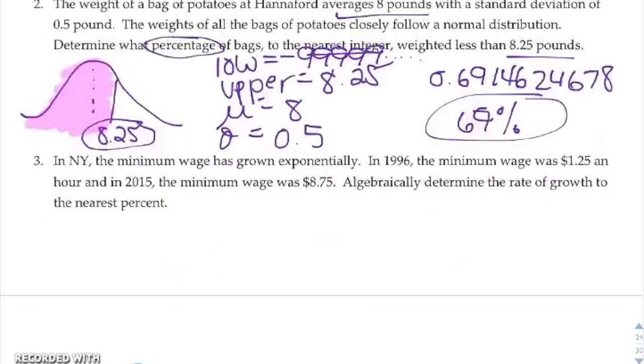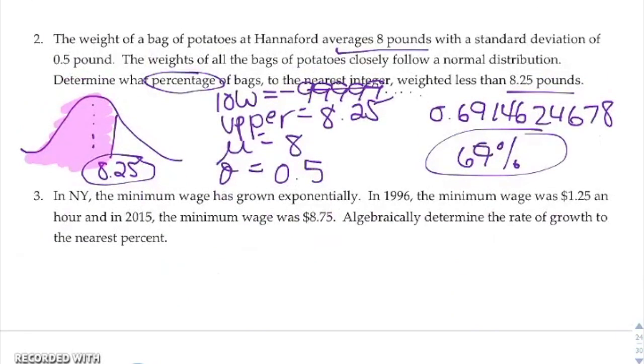Okay, another modeling problem. In New York, the minimum wage has grown exponentially. In 1996, the minimum wage was $125. I'm going to guess that that's sort of my initial here. And in 2015, notice that that is 19 years later. Keep that in mind. The minimum wage was $8.75. Determine the rate of growth to the nearest percent.